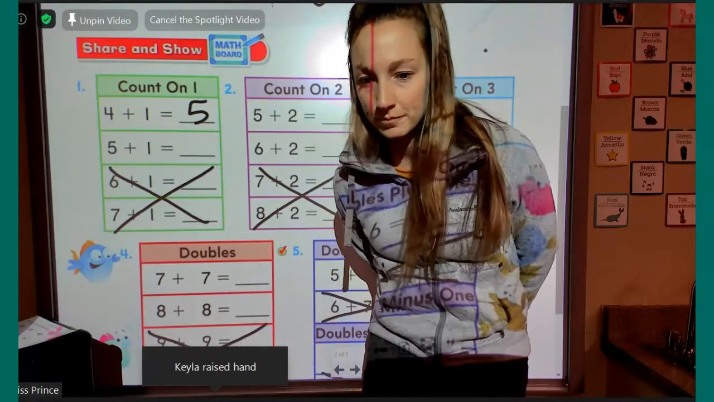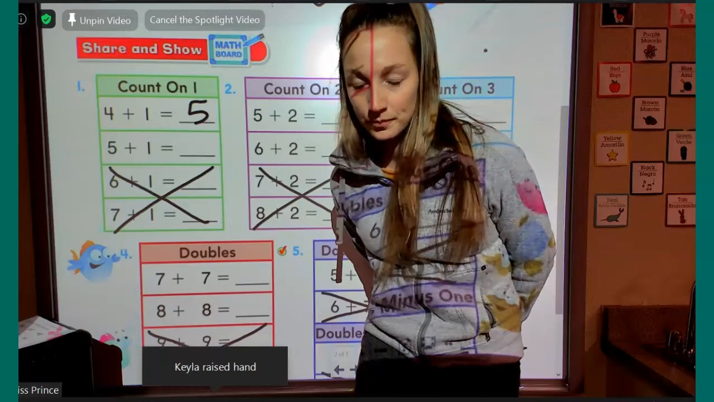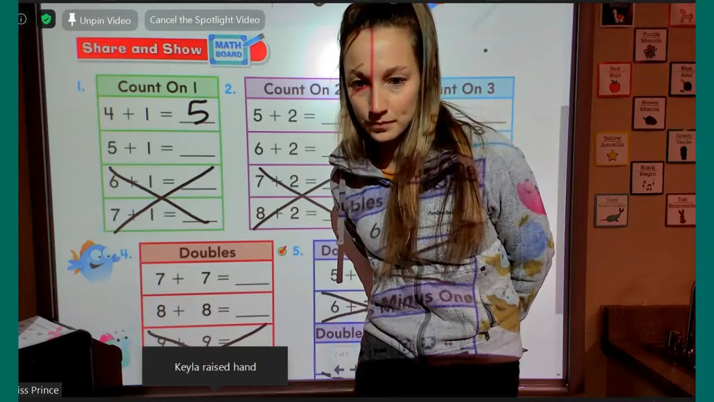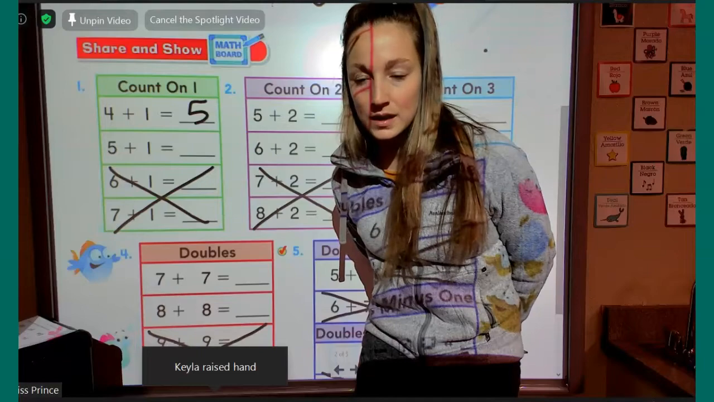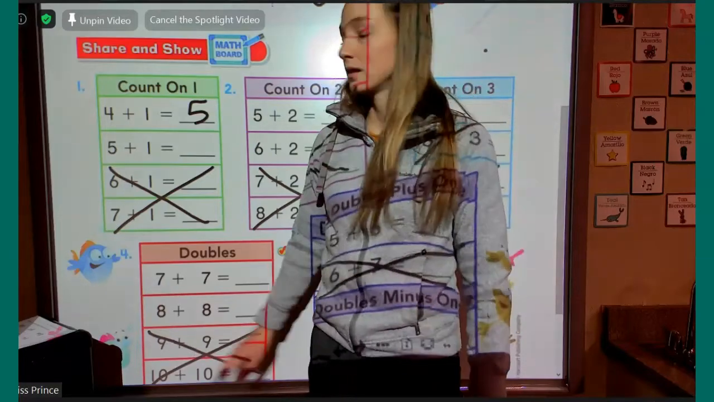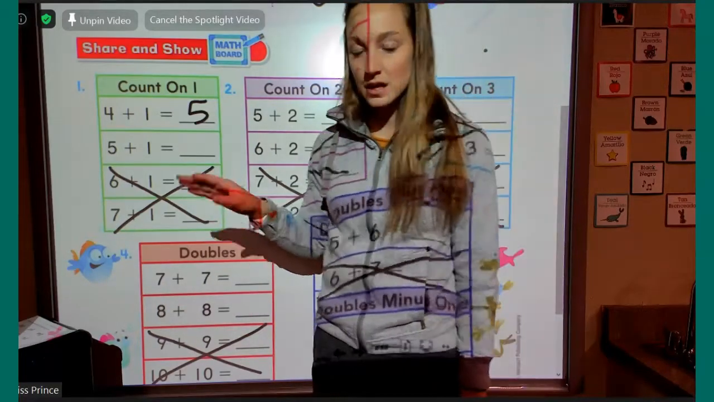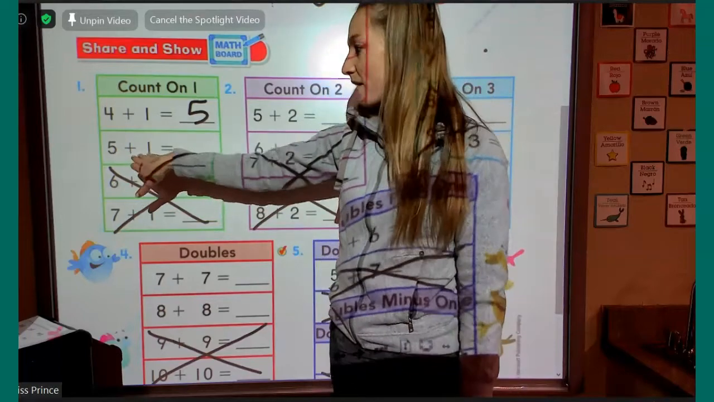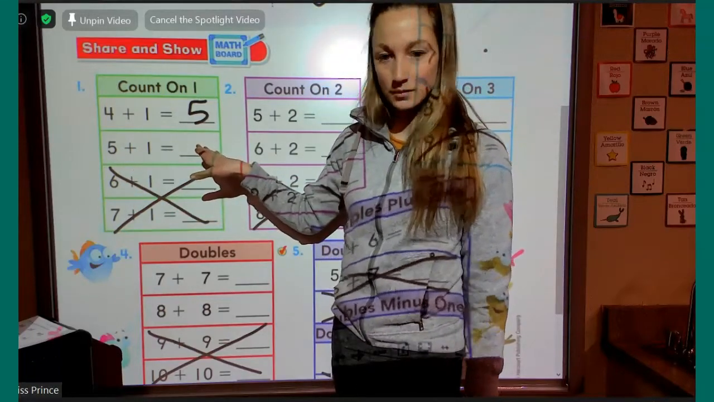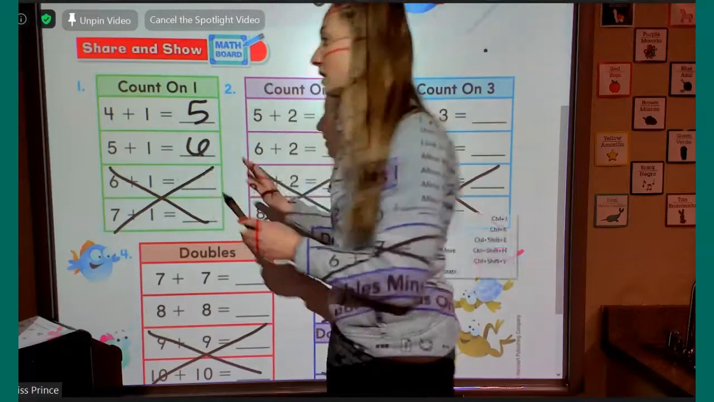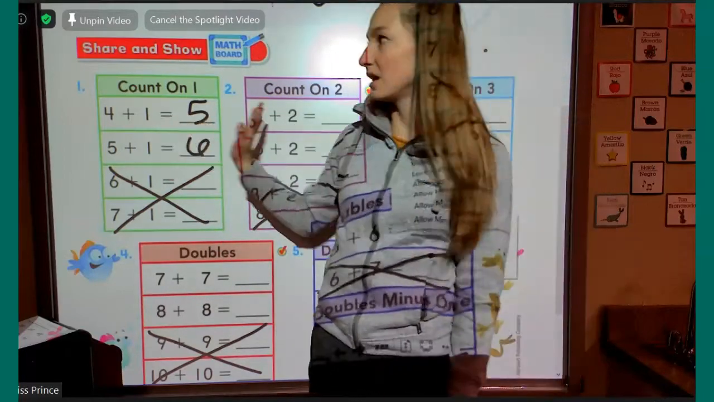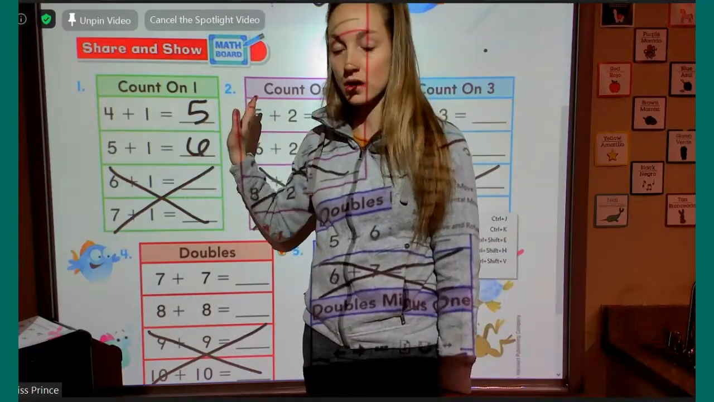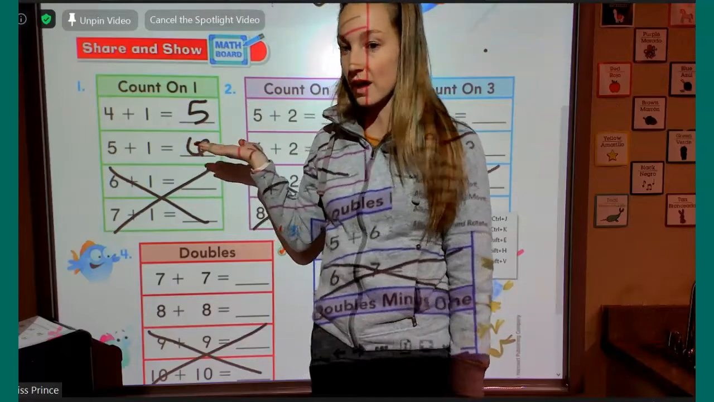Jose, can you hear me? Keela, I see you're raising your hand. Yeah. Okay, Jose, I need you to wait now because Keela's ready. Keela, 5 plus 1? 6. Good job. Those are super easy. When you guys see this on your test, it's not even going to be a problem. You guys are going to say, that is so easy, I can do that.